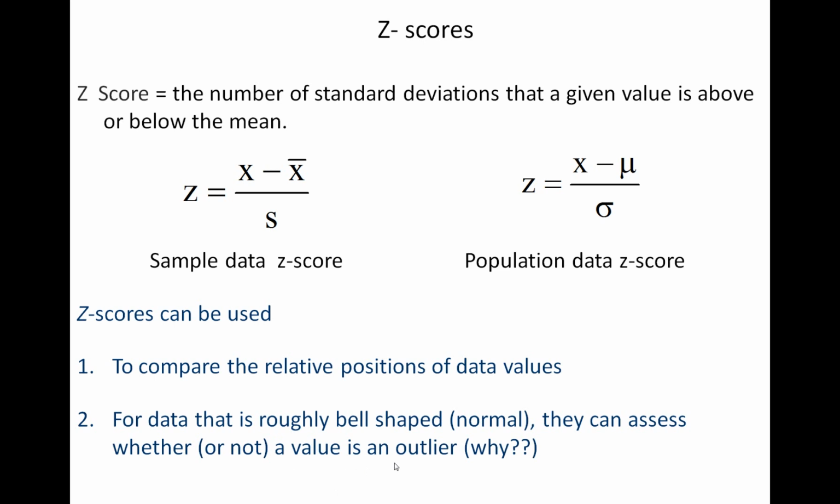Also, a z-score could be used to assess whether or not a data value is unusual, an outlier. Why? Well, think about that. We do have a rule of thumb that says any data value beyond 2 standard deviations of the mean is suspicious. We would want to look at that carefully and see what's going on with those values. So they are potential outliers.